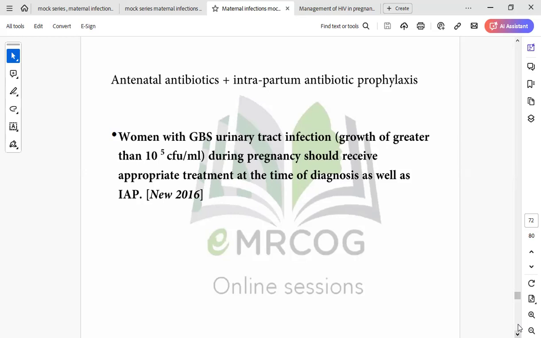So this is why we treat asymptomatic bacteriuria. In the UK, we do urine screening at each antenatal care visit by the urine strip. If the urine strip shows positive for pus, positive for nitrates, then that means that this woman is having something wrong. I need to do the culture.